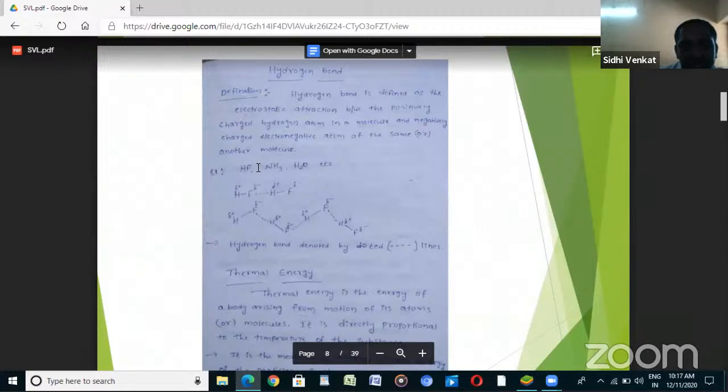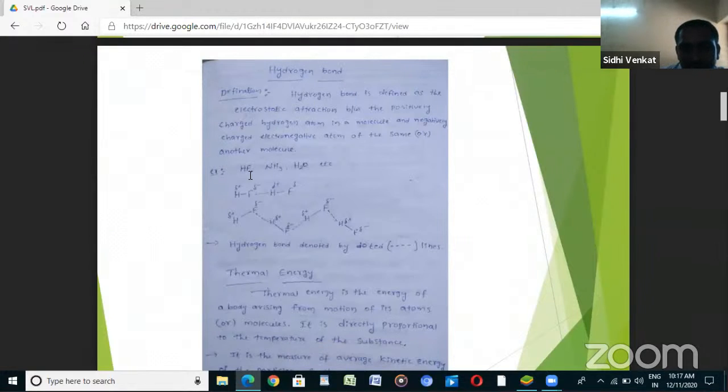Look at the example here. Formation of HF, NH3 and H2O. Here in HF, hydrogen is the partially positive charge and fluorine is the partially negative charge. What is meant by the electrostatic force of attraction between the positive charge of hydrogen and the negative charge of another atom? That is the negative charge. What are the negatively charged ions here? F minus, N minus, O minus and so on.